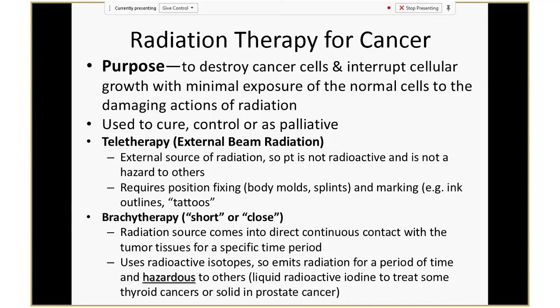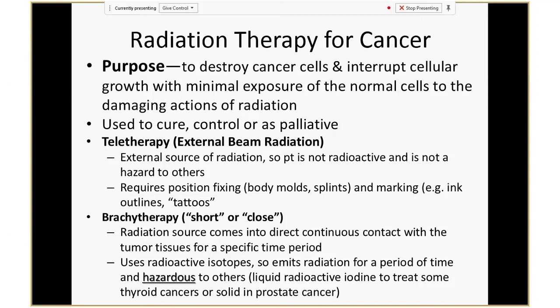Sometimes it requires body molds to keep the body exactly in the spot that it needs to, so that way you're having the best outcome because you're actually hitting that spot directly every single time. Sometimes they do like tattoo markings where they'll put like a permanent marking on the skin so they can exactly know where the cancer is at.